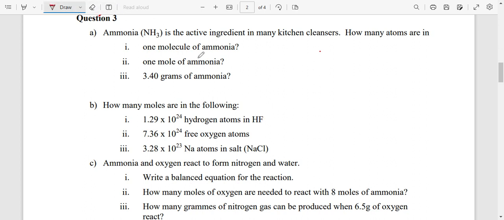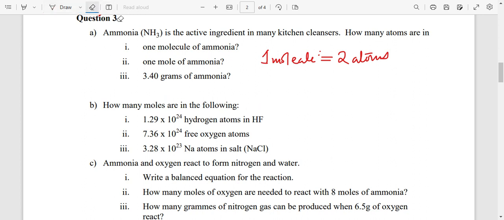Now you can clearly see that when you have one molecule of hydrogen fluoride, how many atoms do you have? If you have got one molecule of hydrogen fluoride, how many atoms do you have? How many atoms are there? Two. You have got two atoms. Now, we want to find how many moles are in this number of atoms.